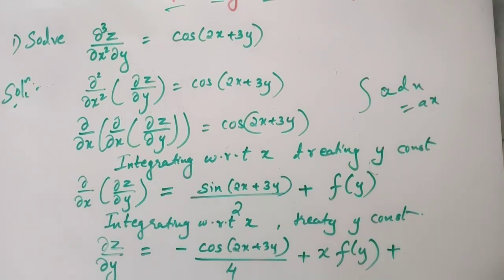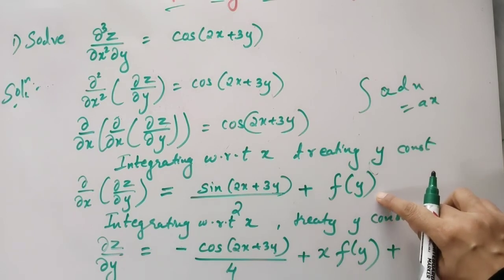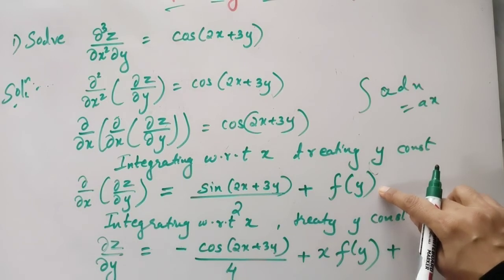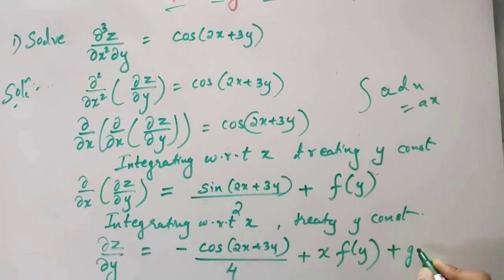Like previously, instead of writing any arbitrary constant, we wrote a function of y, an arbitrary function of y. Again we are integrating with respect to x, treating y constant, so one more arbitrary function of y should be written. So g of y I am writing. I hope the point is clear to all of you.